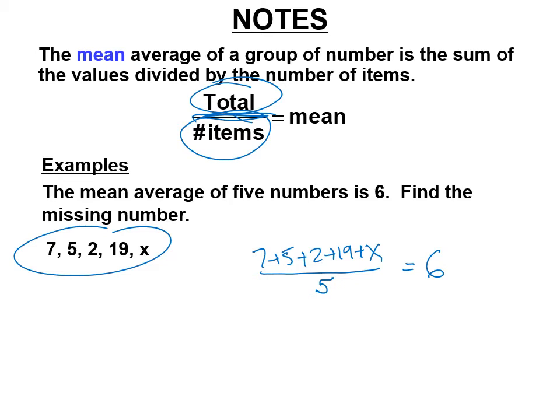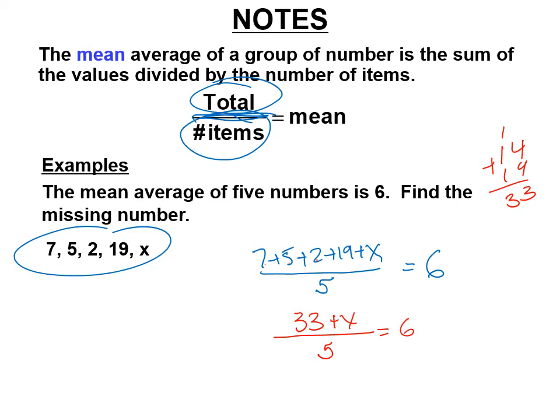Well, we're going to combine our like terms. So 7 plus 5 is 12. 12 plus 2 is 14. 14 plus 19, just double check that, is 33. So I have 33 plus x, all of that divided by 5 equals 6.